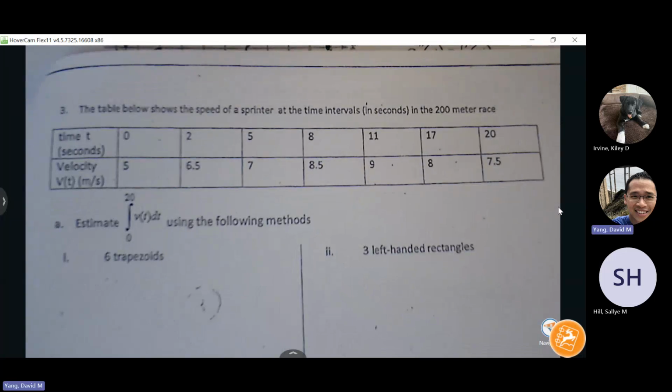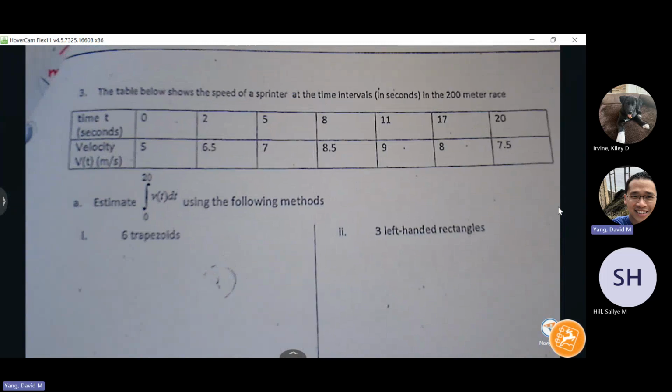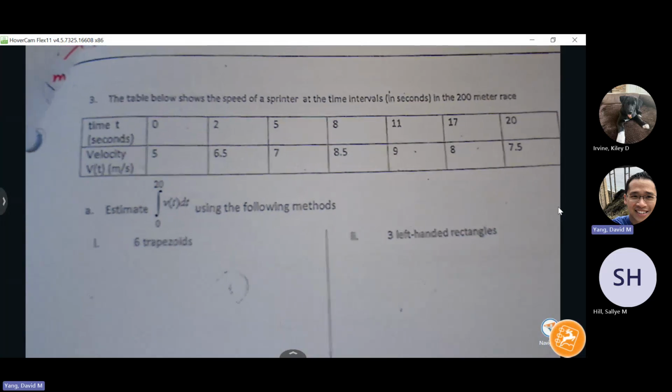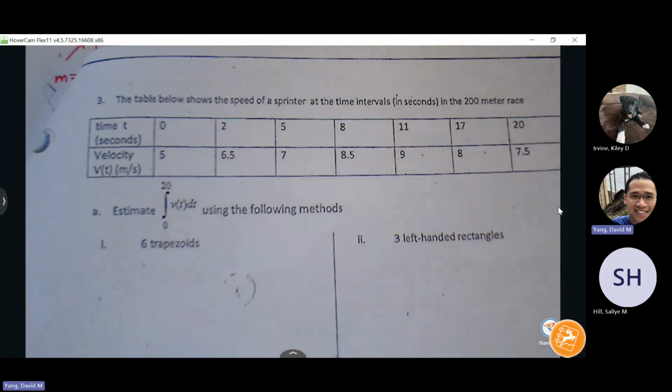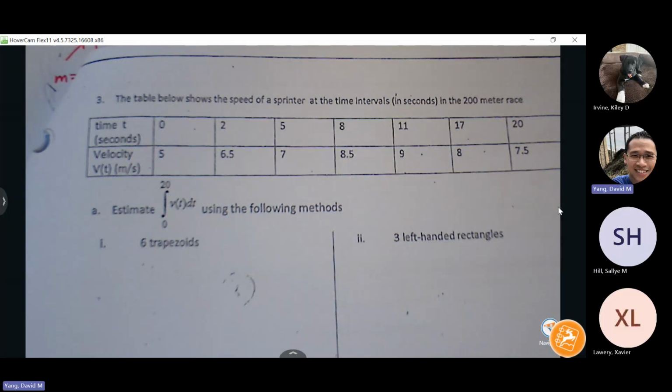Okay, so the table below shows the speed of a sprinter at the time intervals in the 200 meter race. Part A is to estimate the definite integral of V of T using the following methods. Okay, so 6 trapezoids, 3 left rectangles. So this is all kind of like quiz topics, right? So for trapezoids, we use 1/2 width, height 1 plus height 2.